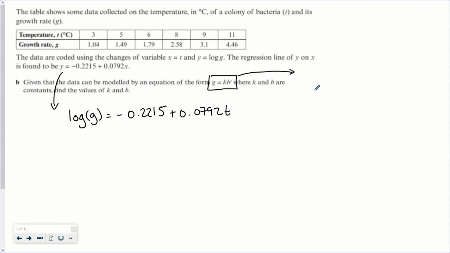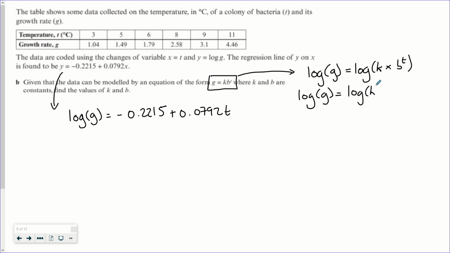Well, we need to basically convert this model into this form so that we can compare to find out what k and b are. So the way that we do that, and we do it the same every single time, is we take logs of both sides of the exponential model. So we get log g equals log of k multiplied by b to the t. And we'll use a log law to write that as log k plus log of b to the t.